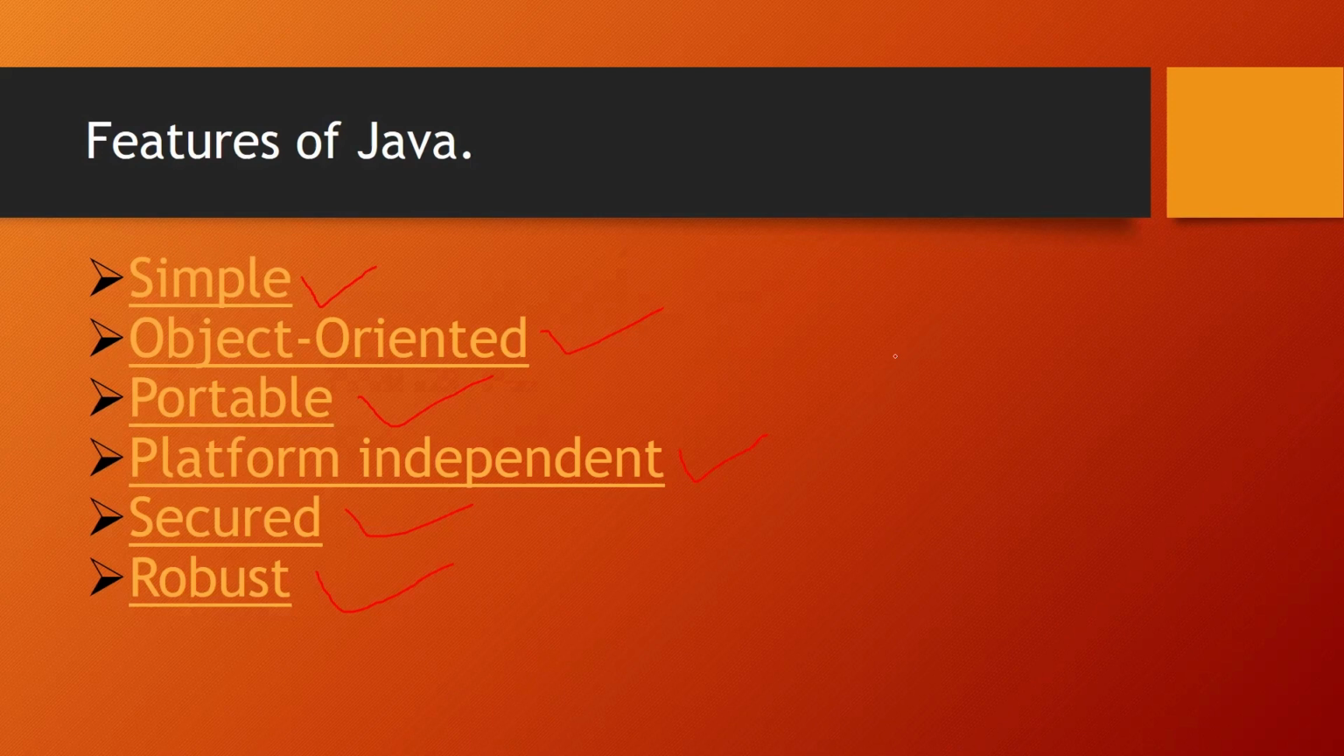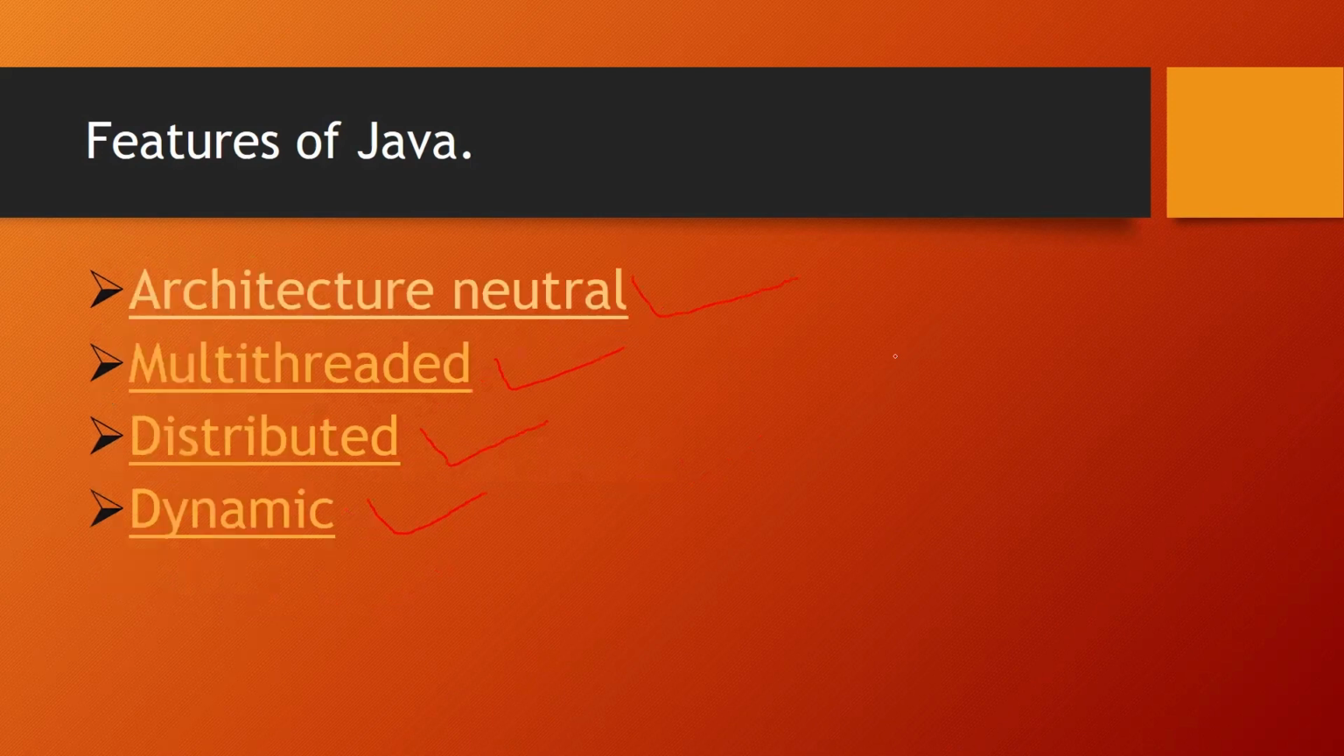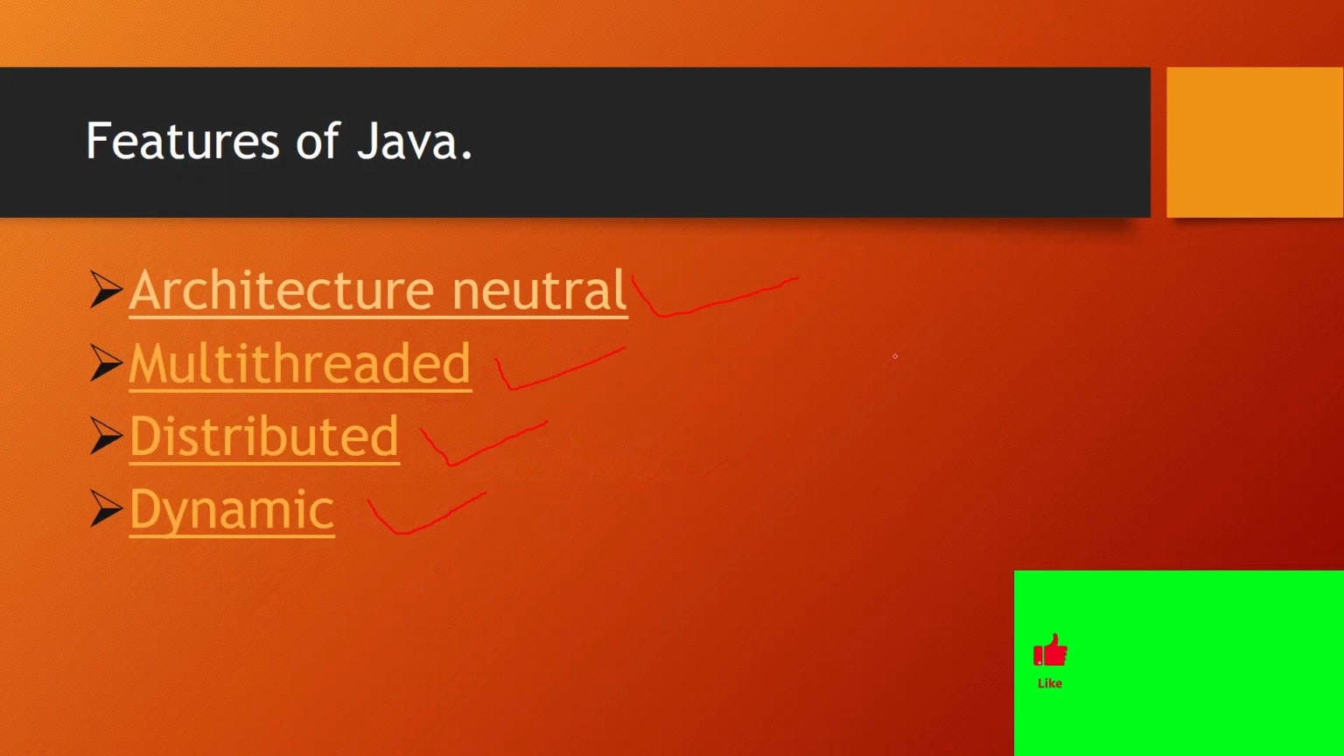We have seen why it is architecture neutral, and we have seen about multi-threading, how it occupies the same common area of memory for the different threads, and why it is distributed, how it allows programmers to write distributed applications, and why it is a dynamic programming language.